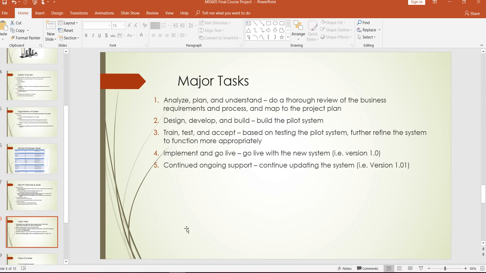Fourth, you're going to implement the system and it's going to go live. That means the bike docking stations are going to be active and people are going to be able to rent bikes. Once that's happened, step 5 is really just providing continued support to the system. That means updating the system as need be for security threats, new hardware, software updates, etc.